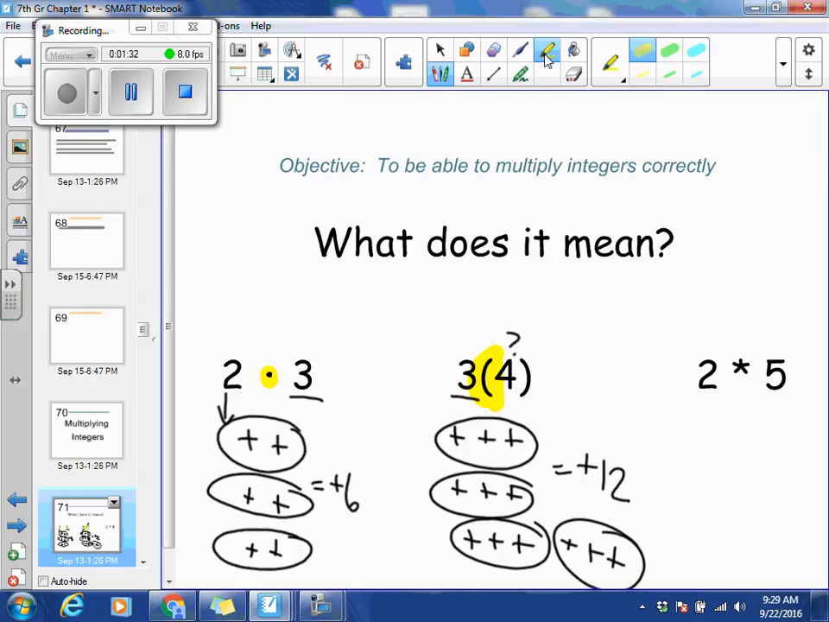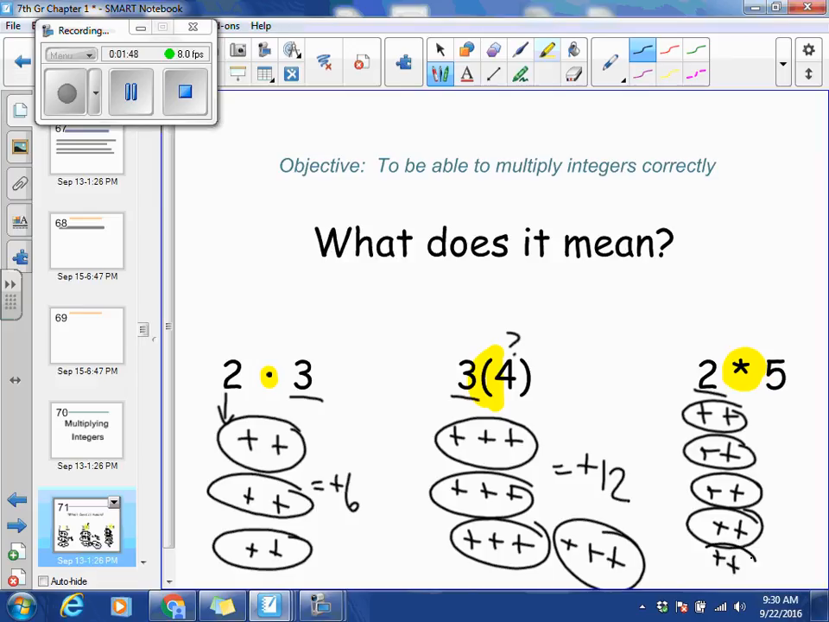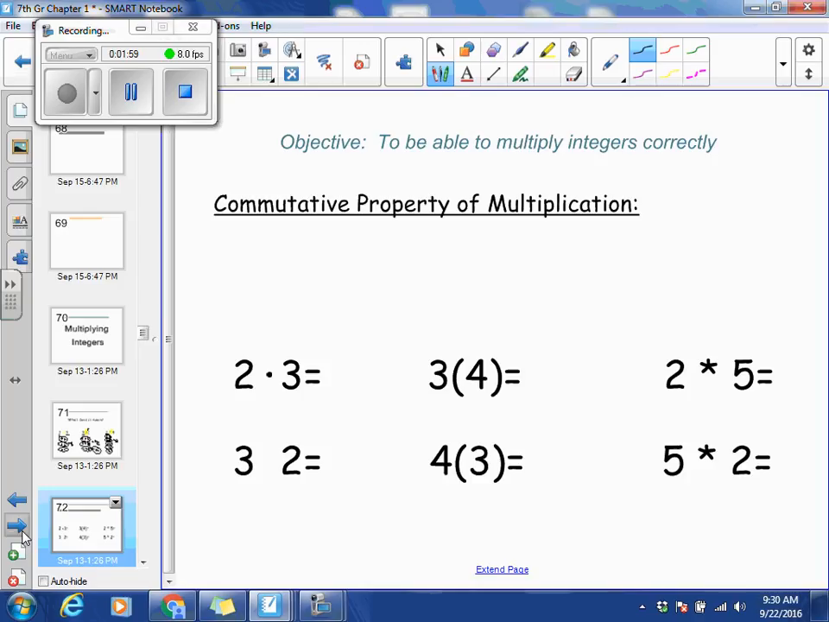And lastly, and this is the rarest that you will see, sometimes you will see that little asterisk star as a multiplication sign. So 2 times 5 means I have 2 positives, and I have 2 positives 5 times. In other words, I have 10 positives. The reason we went over that really basic review is so when we start throwing negatives in there, it can make sense why the answers are the way they are.